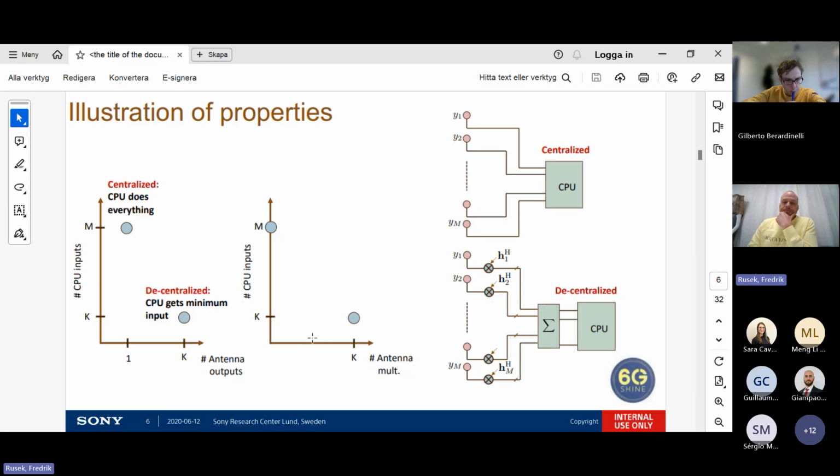If I'm not so interested in the number of antenna outputs, I am a little bit more interested in how many multiplications I have to do per antenna. Then it would just be that the first receiver has zero multiplications. The second one has K. So this is an overview of how the complexity at the antenna units and the complexity on the front end of the CPU are looking.